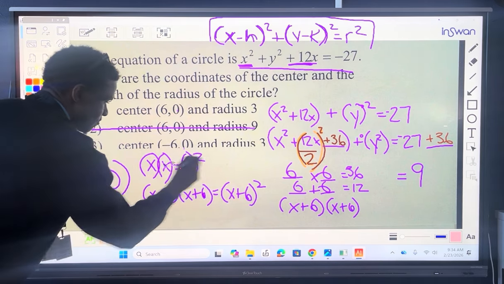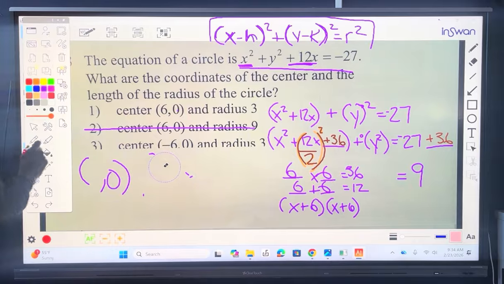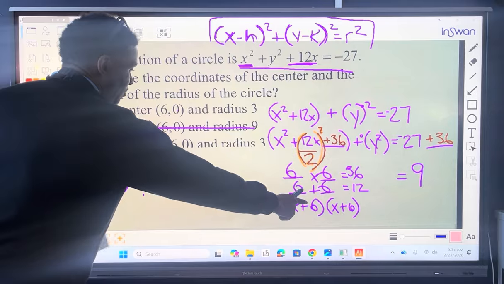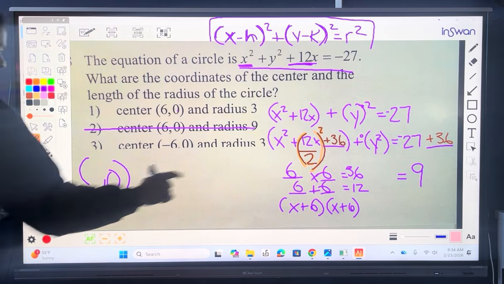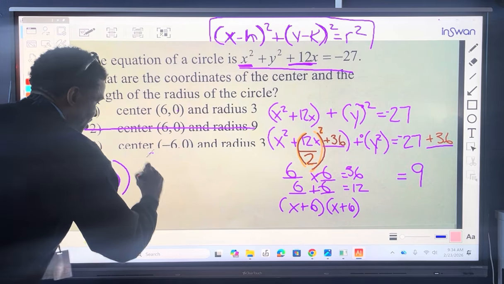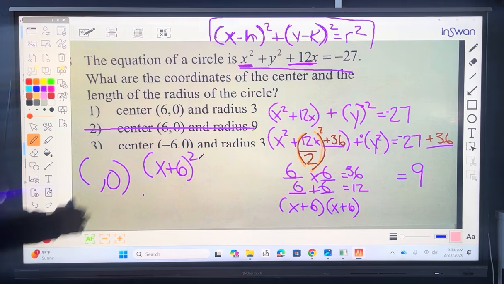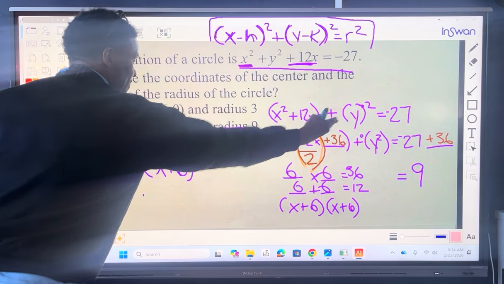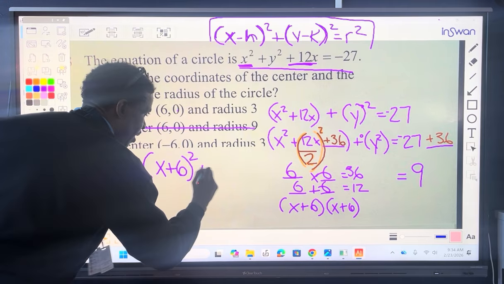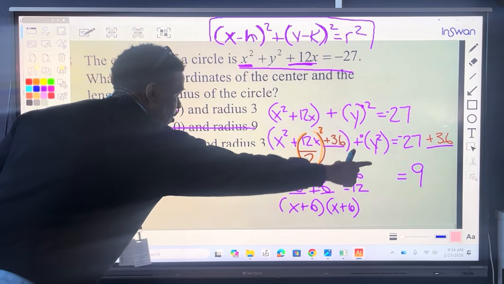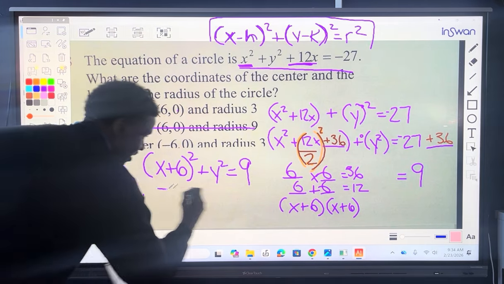So hold on. So now, you told me x plus 6 times x plus 6 makes x plus 6 squared, yes? And then what else can I bring down? X plus 6 squared plus what? Plus y squared has to equal what? 9.